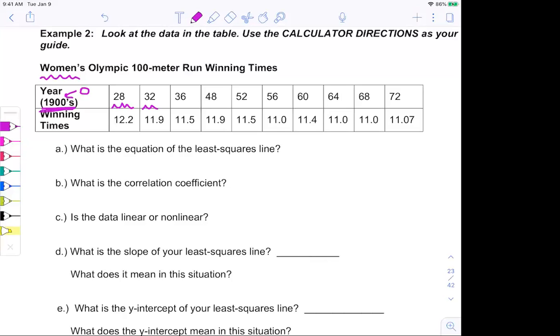So why don't you take out your calculator, use the actual year 28. Don't put in 1928, just use the number 28. And then this goes up to 72. Yes, there are obviously more values that go beyond that. And notice, make sure you're looking carefully, the years skip from 36 up to 48 because that was World War II and there weren't Olympics during World War II. So you can enter those values into your calculator.